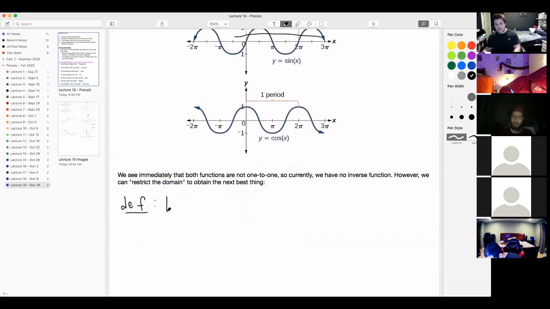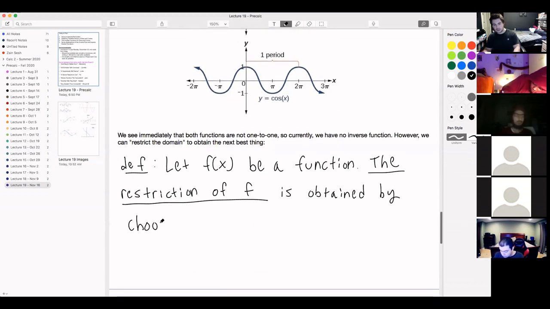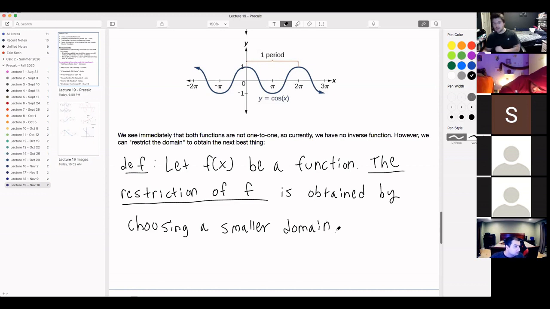Definition. Let f of x be a function. The restriction of f, that's what I'm defining, the restriction of f is obtained by choosing a smaller domain.